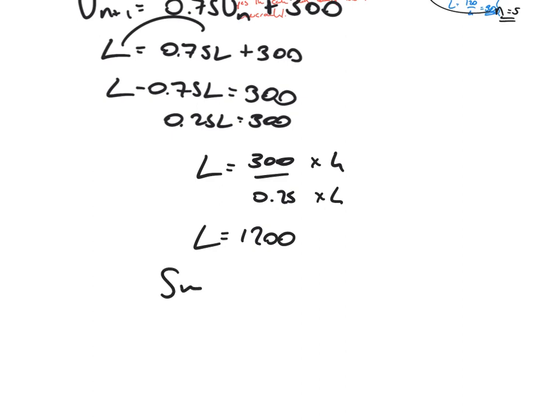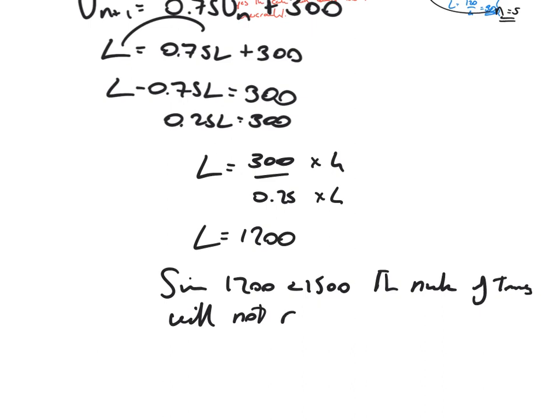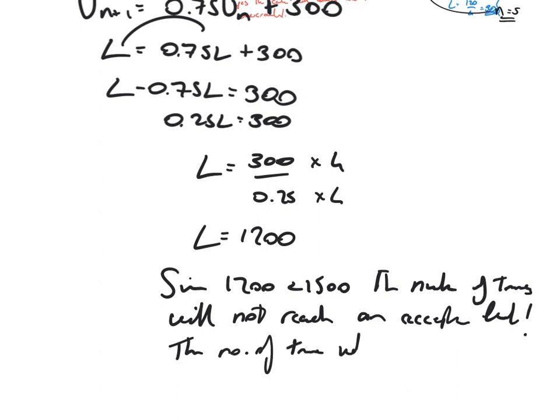Okay, so since 1200 is less than 1500, the number of trees will not reach an acceptable level. The number of trees will drop to, as we can see, 1200.